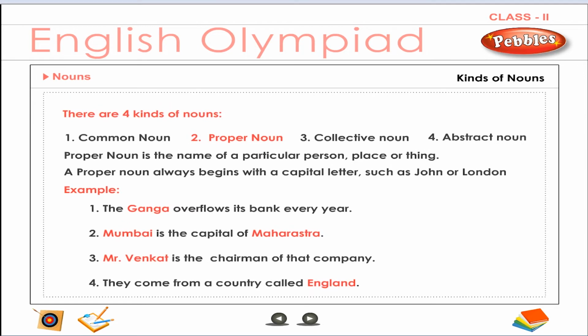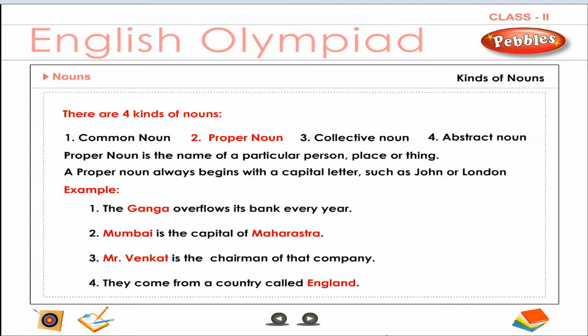Proper noun is the name of a particular person, place, or thing. A proper noun always begins with a capital letter, such as John or London. Example: the Ganga overflows its bank every year. Mumbai is the capital of Maharashtra. Mr. Venkat is the chairman of that company.